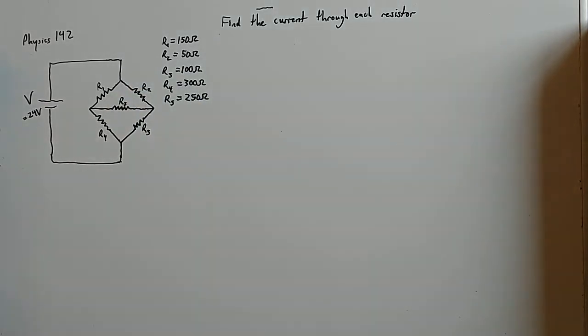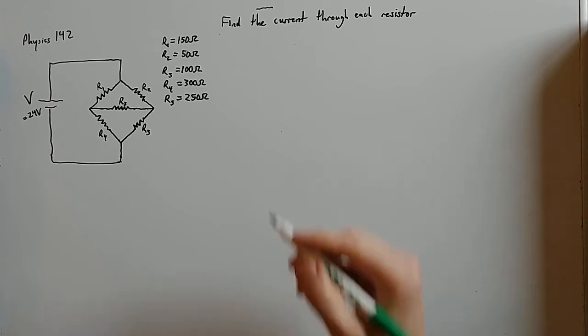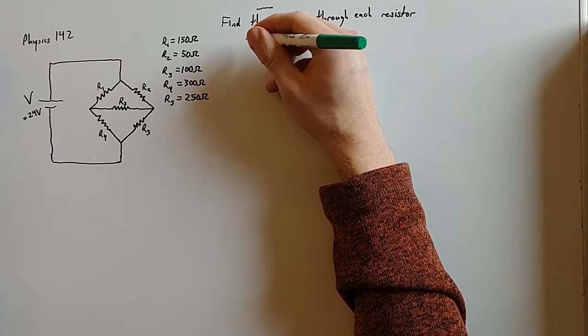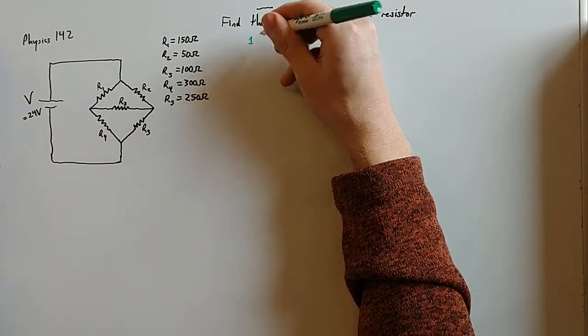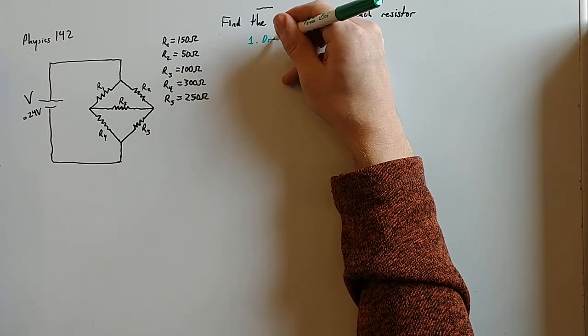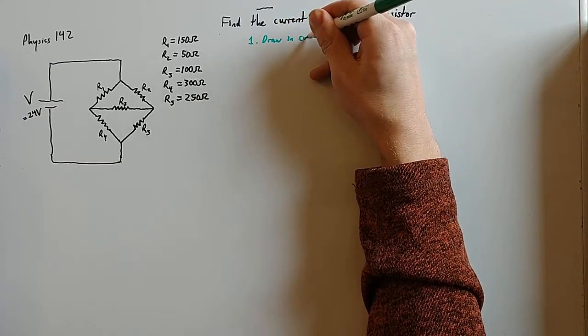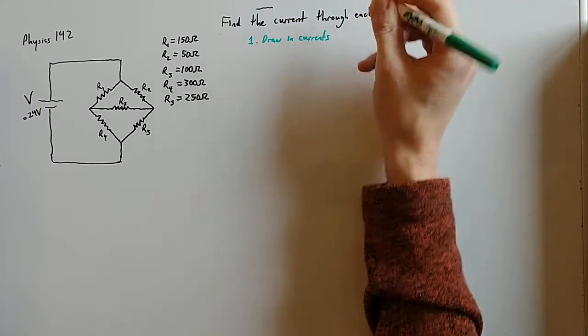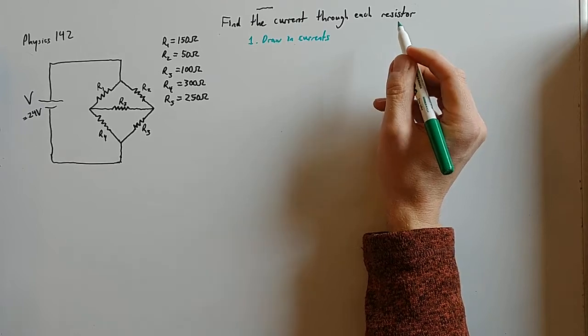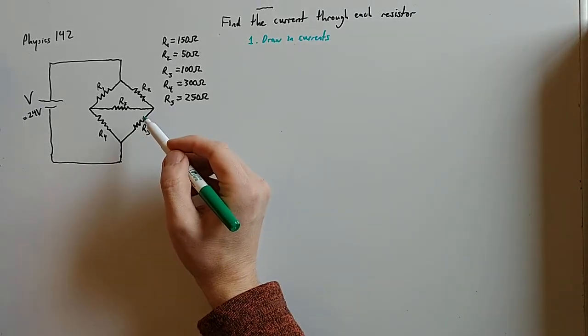So to actually solve this problem, we need to label some currents and think about the potential differences that we might encounter. So a good place to start is to put in some currents and then go from there. So step 1, remember, is to draw in currents. And if we want the current through each resistor, well, let's think about the current that will be going through each resistor here.